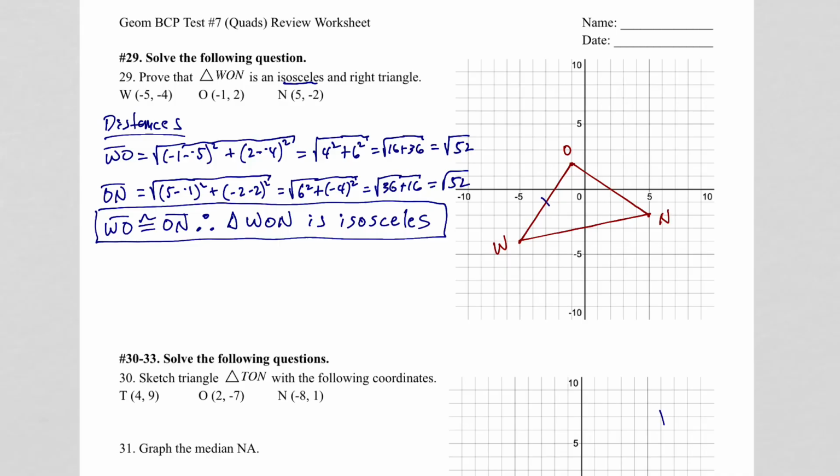We need to do this and this to show that they're isosceles. Now, to show that this is a right angle, we need the slope of this and the slope of this to see if they're perpendicular. So, slopes.